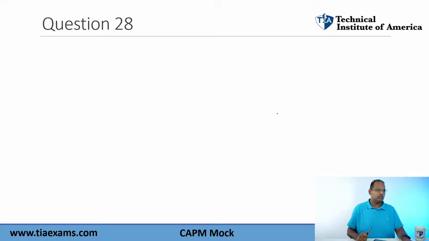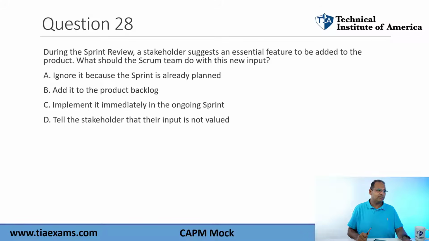All right, practice question number 27. Oops, so the explanation shouldn't have done that. Pressed that too many times. During the sprint review, a stakeholder suggests an essential feature to be added to the product. What should the Scrum team do with the new input? So notice they suggest they want to add something to a particular product. What are we going to do?